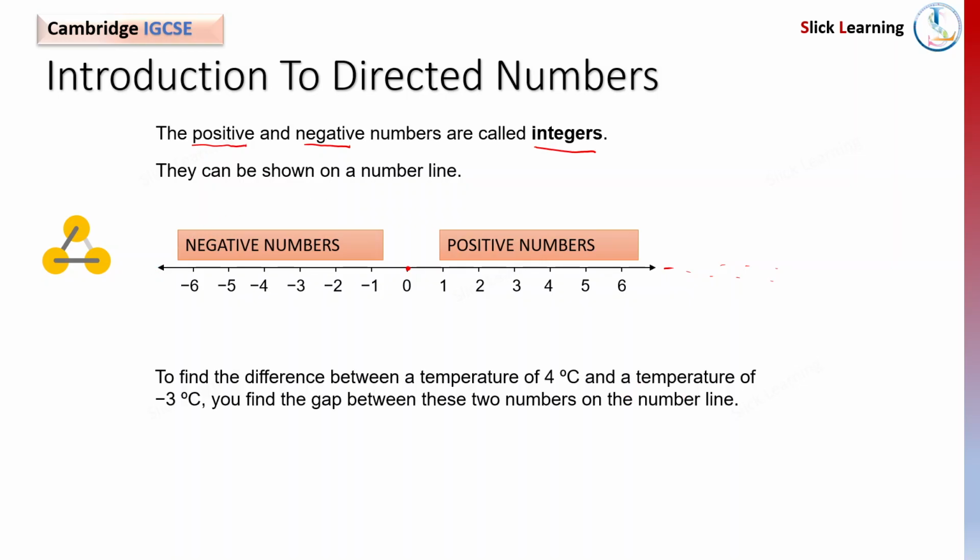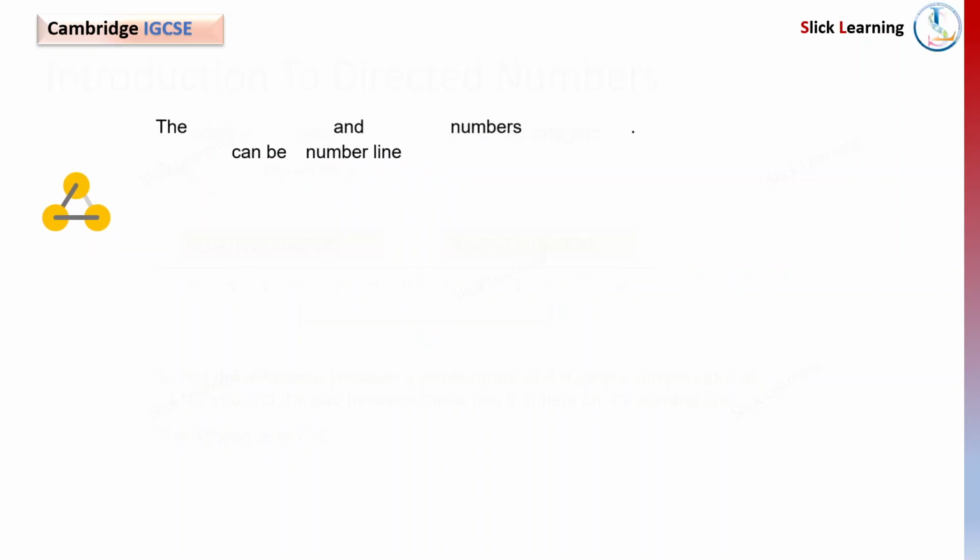Let's move on. Suppose the temperatures are 4 degrees centigrade and minus 3 degrees centigrade. We need to find the difference between these two temperatures. So let's find the gap between these two temperatures, 4 and minus 3. If you find the gap, they are 7 steps apart, meaning the difference is 7 degrees centigrade. So we will say that the difference of these two temperatures is 7 degrees centigrade. Let's deep dive into it.